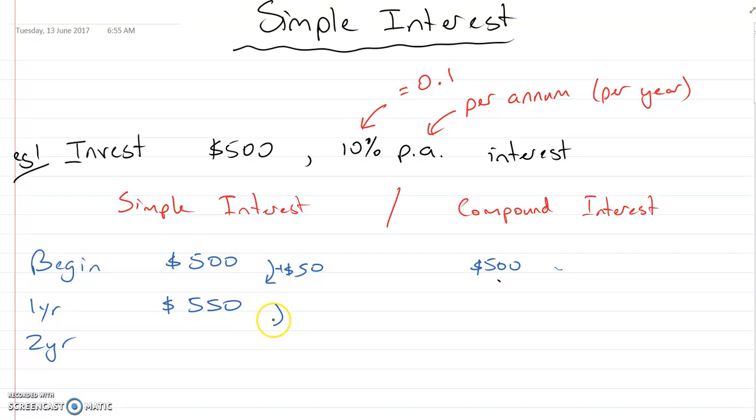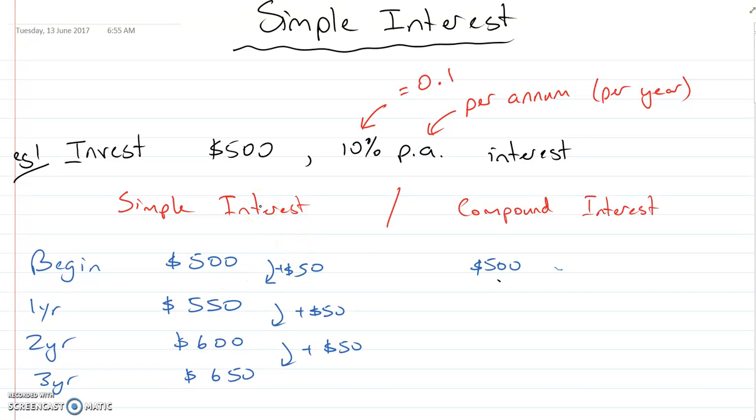After 2 years, we're still going to add this same $50. We're going to get the same thing added every year. So we're going to have $600. After 3 years, we're going to have $650. That's simple interest. You get the same amount of interest every year. It's just 10%, in this case, of what you started with.